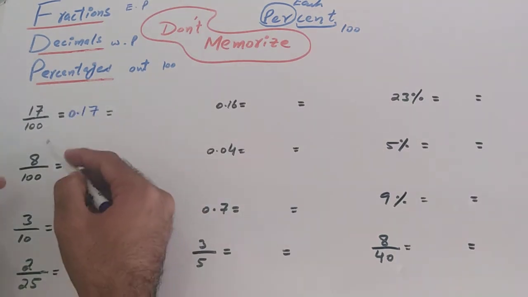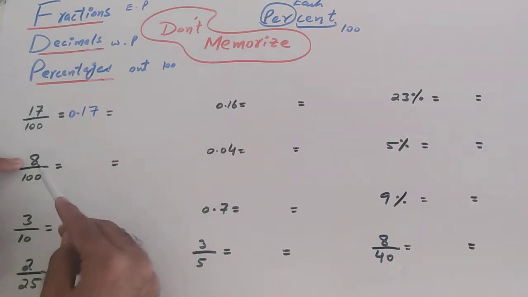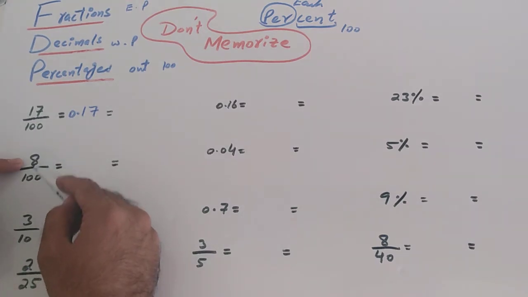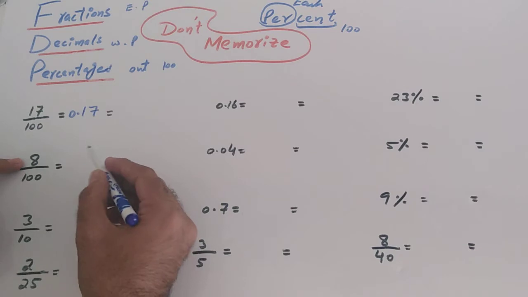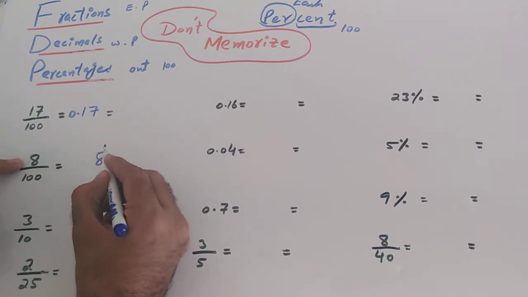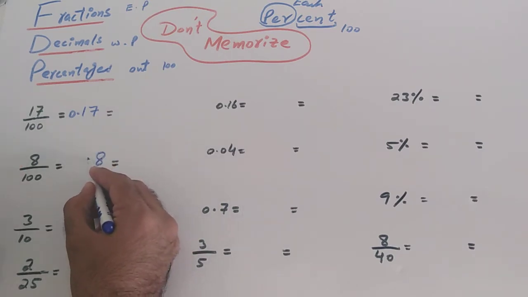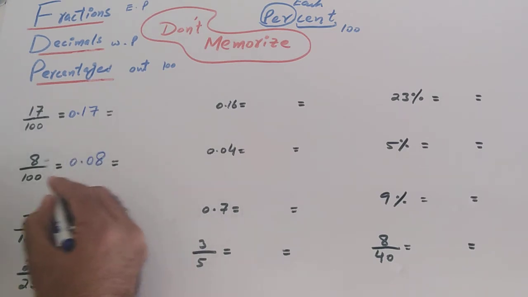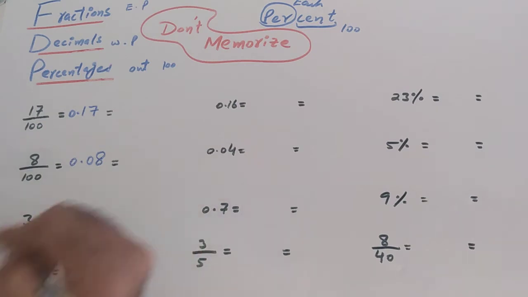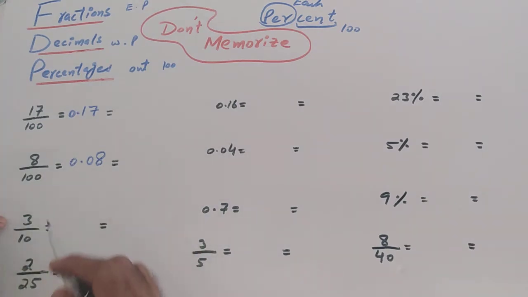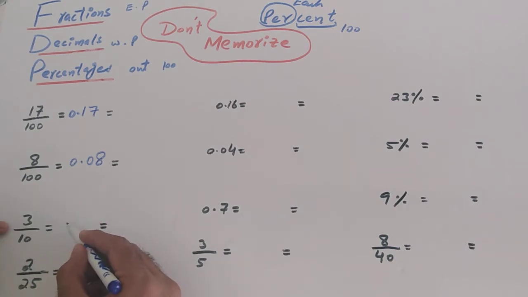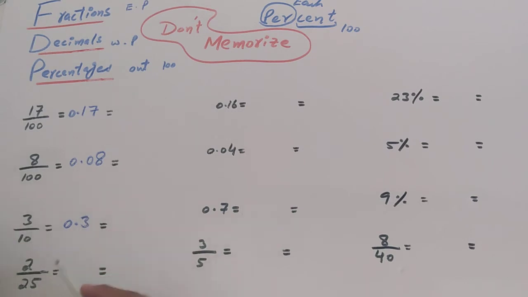If you convert this one now, it says 8 hundredths. So 8 should go in the hundredths place. You don't have any tenths, so that place is 0, and then the point, and you put a 0 to complete the number. The next one says 3/10. So 3 should go in the tenths place, so it will be 0.3.